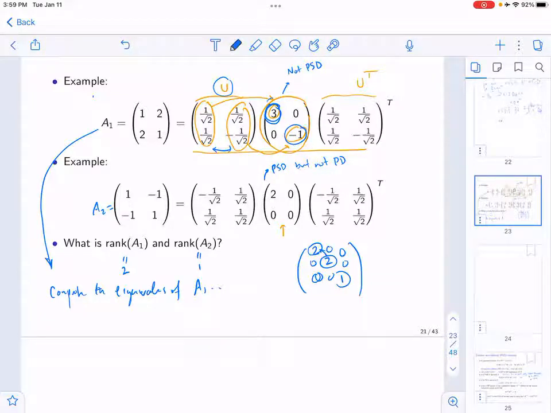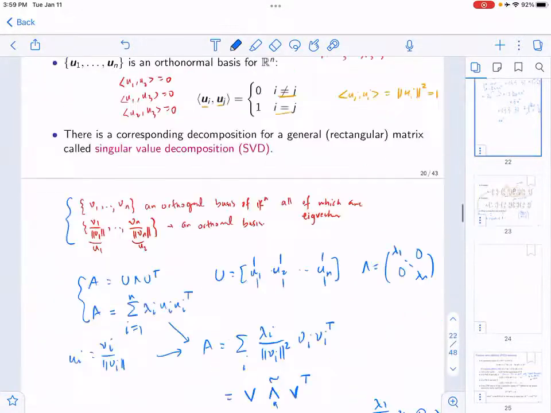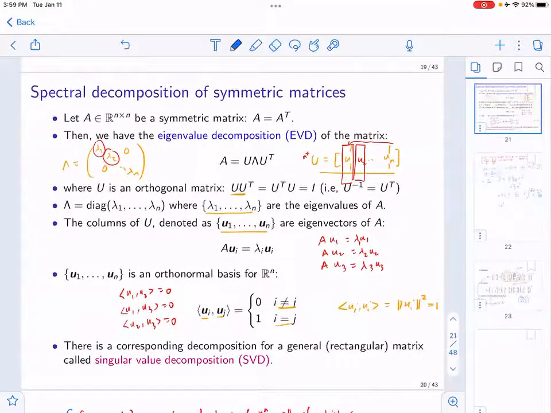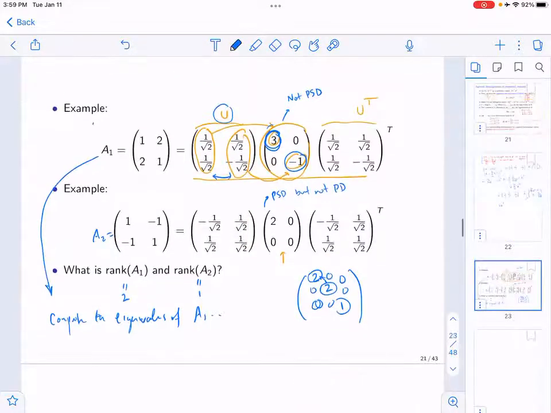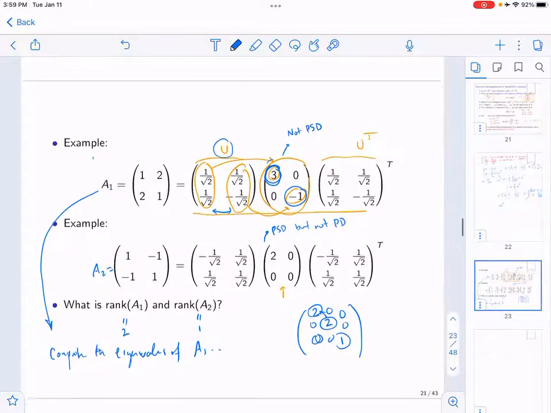And once you have the eigenvalues and eigenvectors, you can try to consult this slide. The way that you construct the U and lambda is by just putting the eigenvectors on the columns of U and putting the eigenvalues on the diagonals of lambda. Usually you can recover this. So as an exercise, try to recover these representations. So this is an exercise.